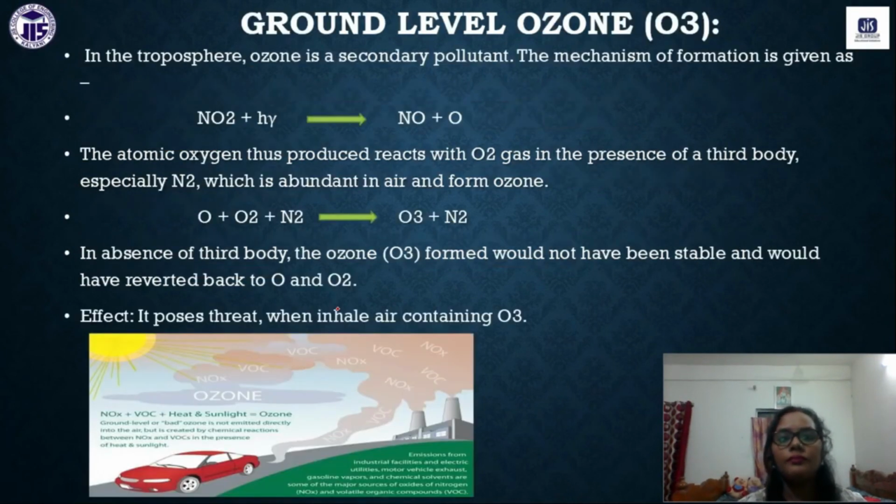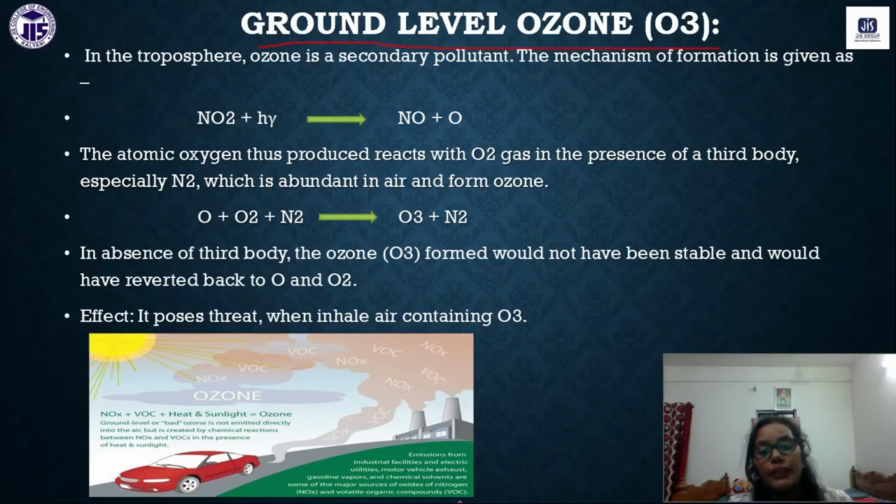And last but not least, the ground level ozone. As I told you, ozone is very important in the stratosphere, because the ozone layer we have in the stratosphere absorbs the UV radiation, and thus the UV radiation cannot enter the earth's surface, where it is very harmful for our skin and any type of living system.